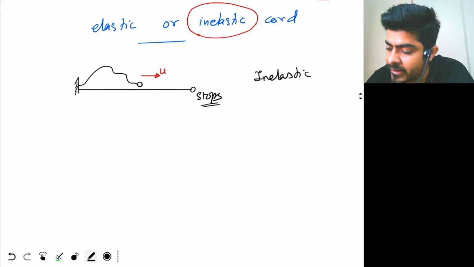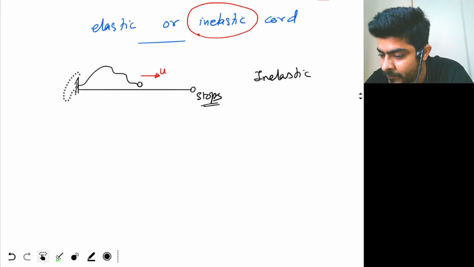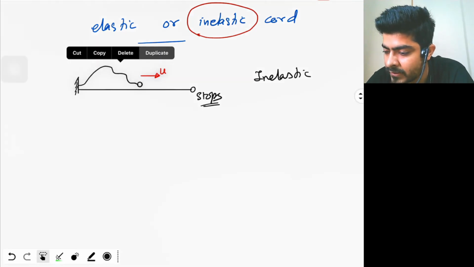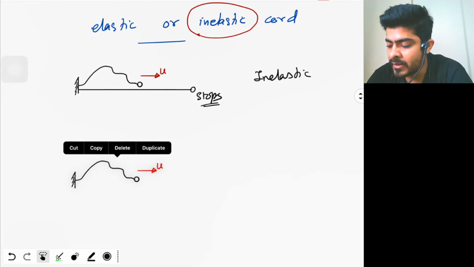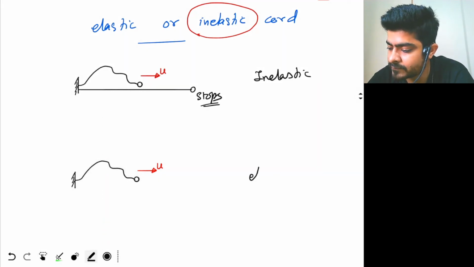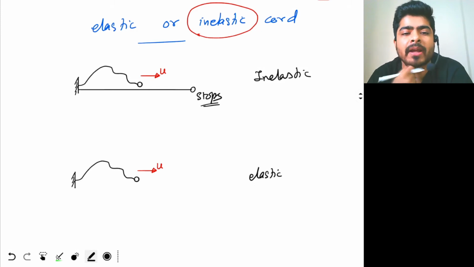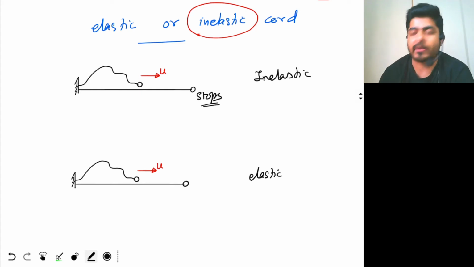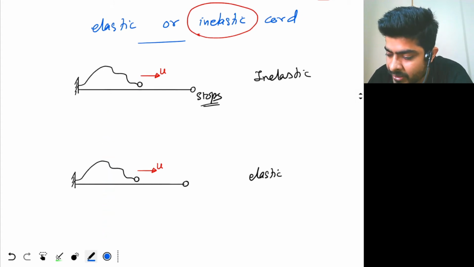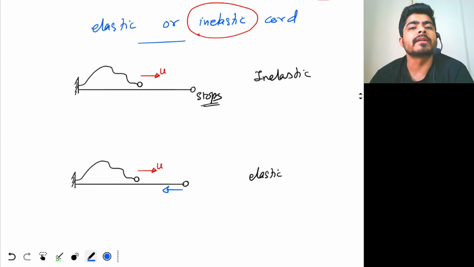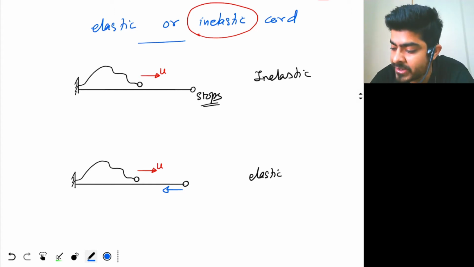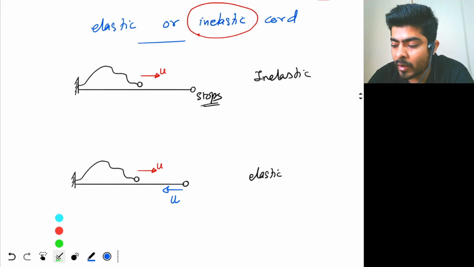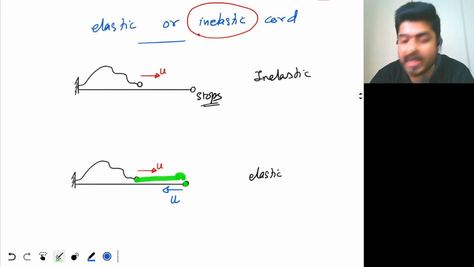Now similarly, let's take the setup of an elastic cord. Let's just copy this. Now my cord is elastic. In this case, what happens? As soon as the string becomes tight, the string will apply impulse in the backward direction, such that the velocity of the ball changes direction. The ball was initially going in the forward direction. As soon as the string becomes tight, the ball will start going in the backward direction with the same speed u.